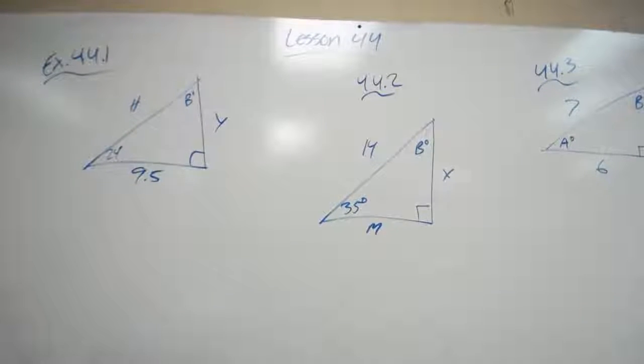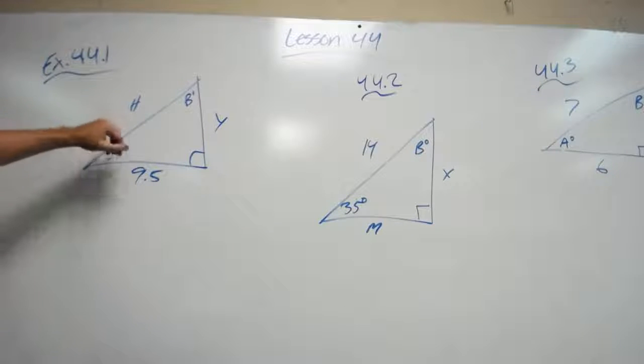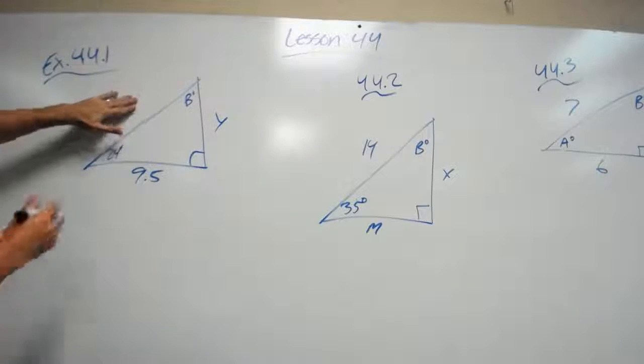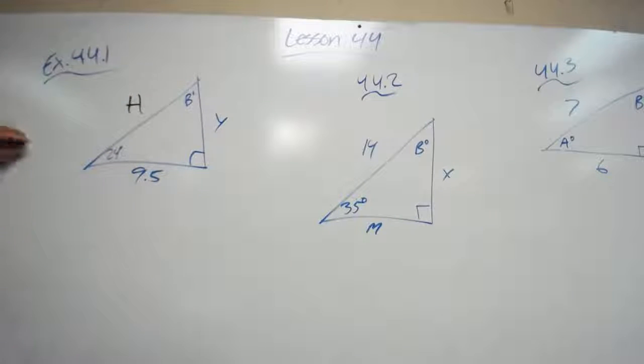In lesson 43, we got a little review or initial start into sine, cosine, and tangent. Here we're actually going to solve for right triangles using sine, cosine, and tangent. So in example 44.1, it says solve for the missing part. So we have h and b. Make sure that's clear. H, b, and y.